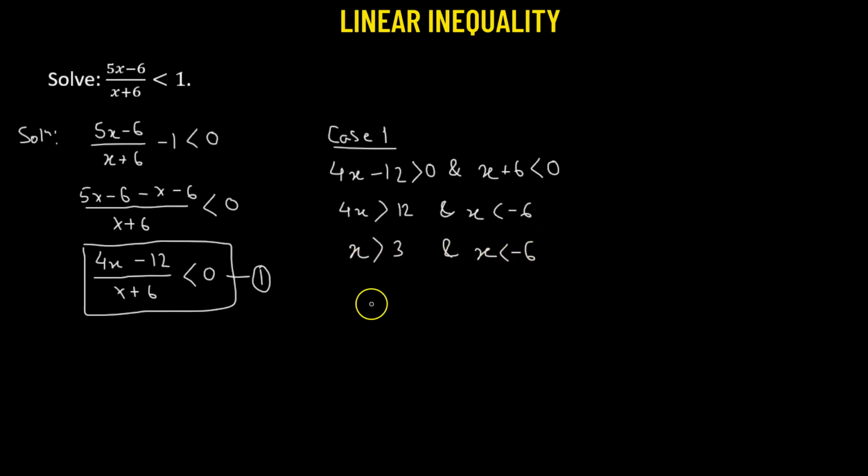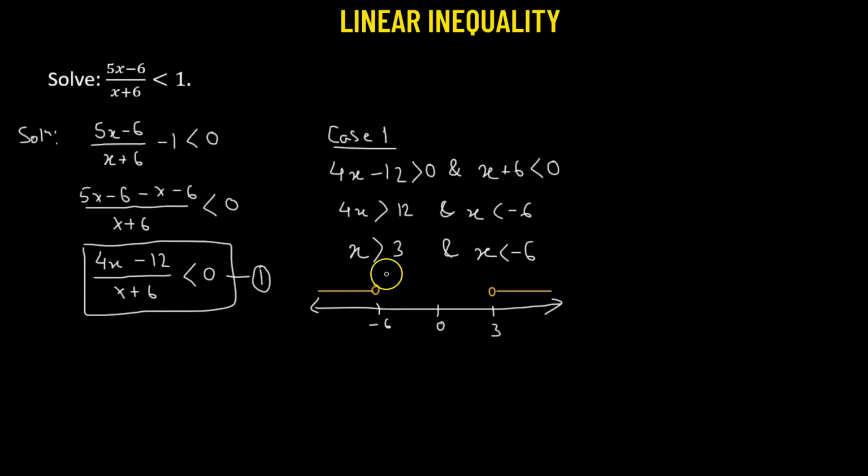Let's try to find out a solution to this. For that, we are going to consider a number line. We'll consider the value 0. Then we'll have negative 6 and positive 3. The first one says that we have to consider all the values of x which are greater than 3, lying to the right of 3. And we have to consider all the values of x which are less than negative 6, that means lying to the left of negative 6.